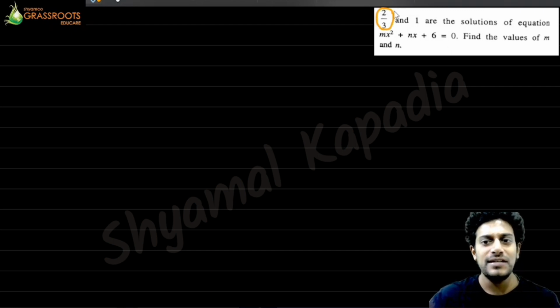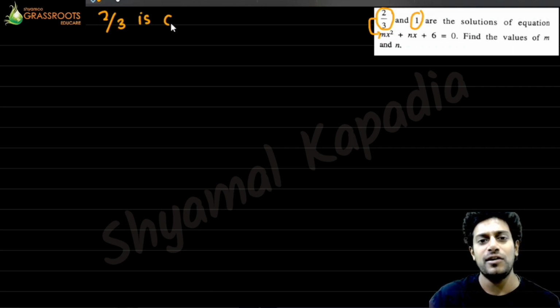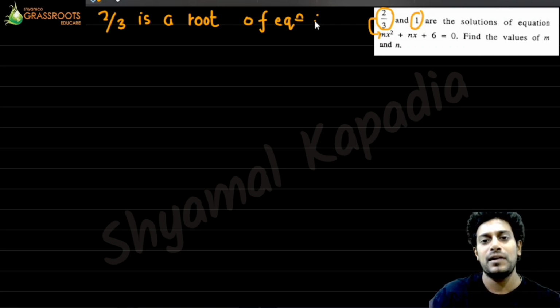Again, this and this are both the roots of the quadratic equation. Roots matlab they satisfy the quadratic equation. They are a solution, bro. So first you put x as 2 by 3 in the given quadratic equation, right? So I can say first step, 2 by 3 is already a root or solution, kuch bhi bol, it's the same thing. It's a root of the equation. Therefore it satisfies the quadratic equation.